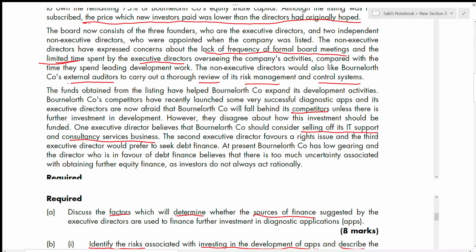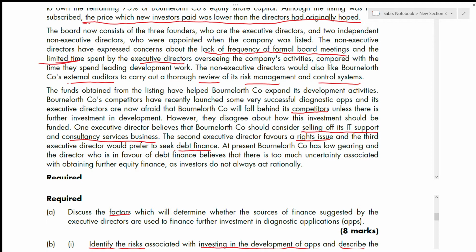One way of funding addresses this. The second executive favors a rights issue, and the third executive director prefers to seek debt finance. So you have to talk about rights issue and debt finance. Three executive directors are suggesting three different ways of funding. One is saying sell off the IT support and consultancy service business. Second is saying rights issue. Third is saying debt finance.